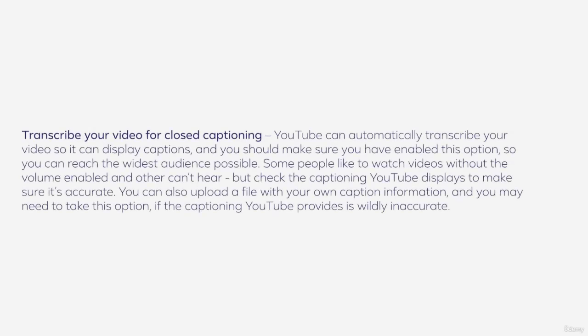Transcribe your video for closed captioning. YouTube can automatically transcribe your video so it can display captions, and you should make sure you have enabled this option so you can reach the widest audience possible. Some people like to watch videos without the volume enabled, and others can't hear it. But check the captioning YouTube displays to make sure it's accurate. You can also upload a file with your own caption information, and you may need to take this option if the captioning YouTube provides is widely inaccurate.